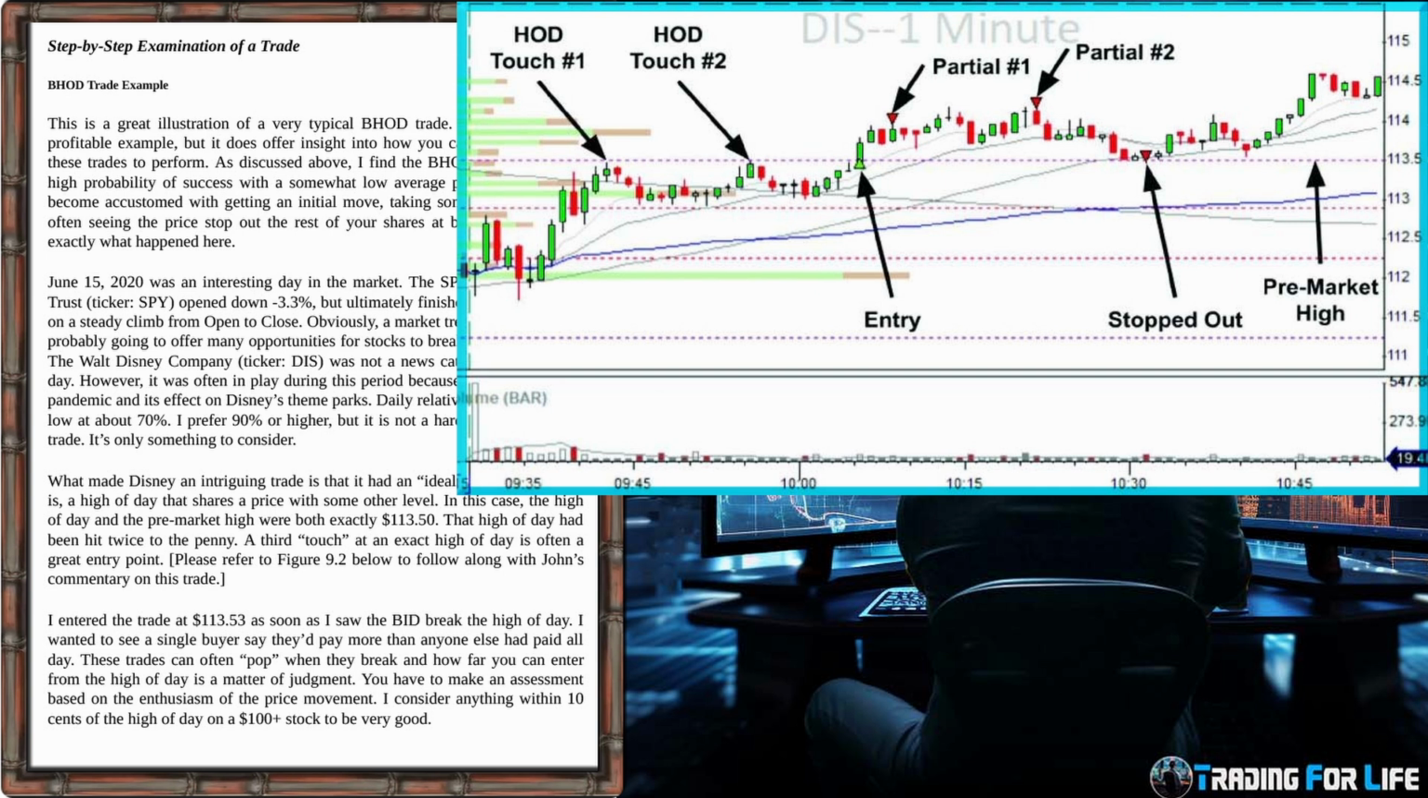I entered the trade at $113.53 as soon as I saw the BID break the high of day. I wanted to see a single buyer say they'd pay more than anyone else had paid all day. These trades can often pop when they break, and how far you can enter from the high of day is a matter of judgment. You have to make an assessment based on the enthusiasm of the price movement. I consider anything within 10 cents of the high of day on a $100 plus stock to be very good.